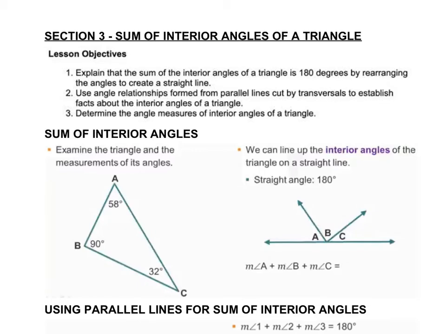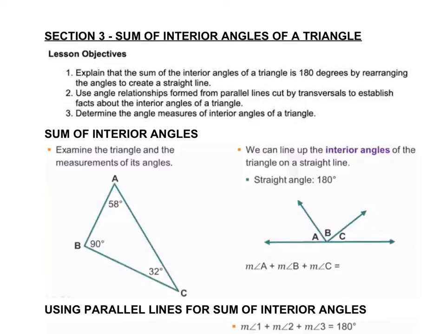Our objectives today: we want to explain that the sum of interior angles of a triangle is 180 degrees by rearranging the angles to create a straight line. Number 2, we want to use angle relationships formed from parallel lines cut by transversals to establish facts about interior angles of a triangle. We want to determine the angle measures of interior angles of a triangle.